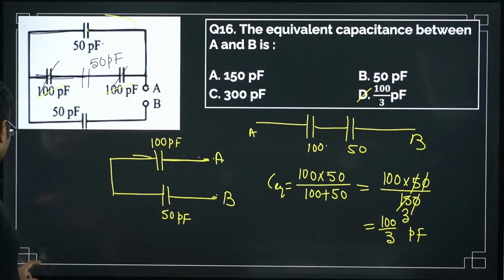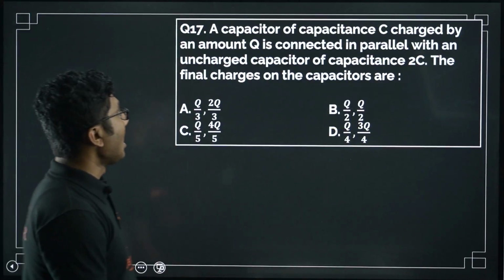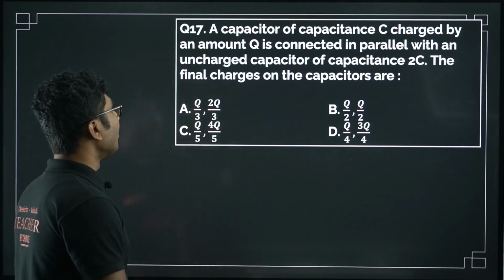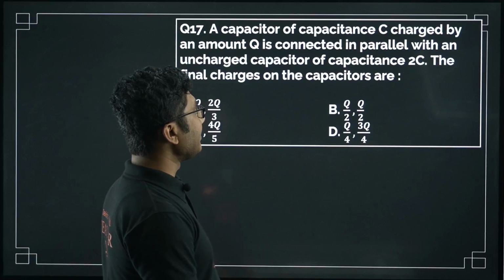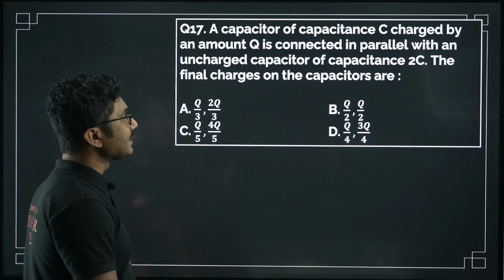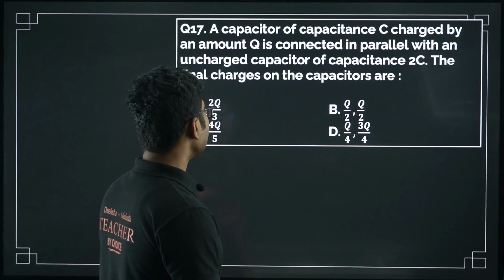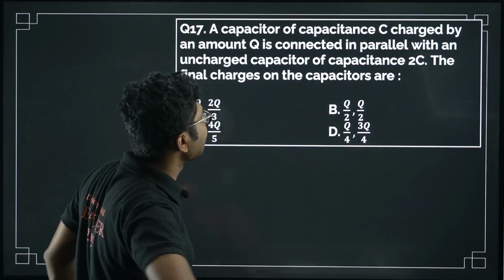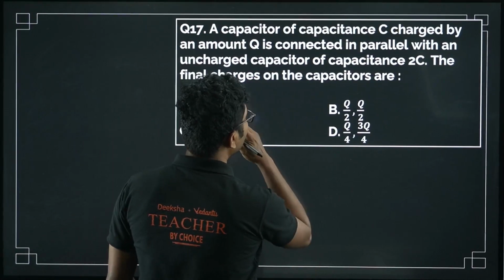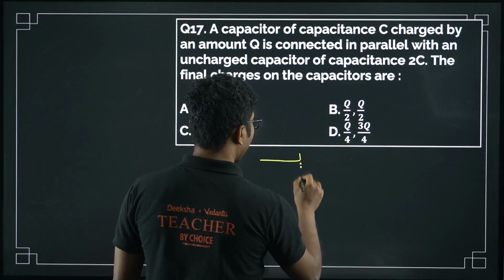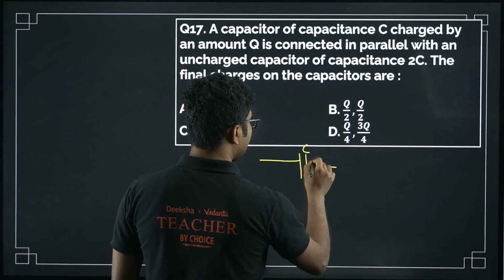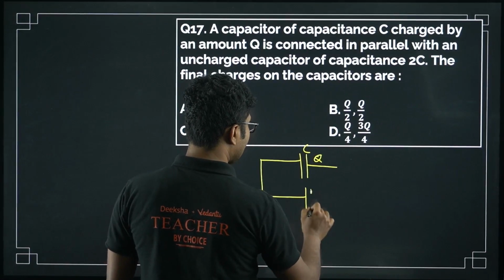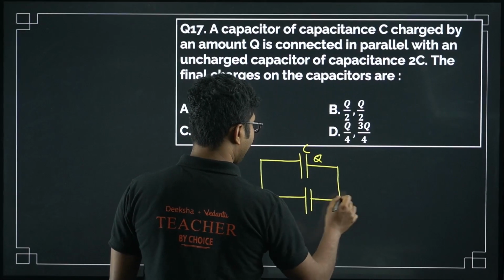Okay, now let's move on to the next question. A capacitor of capacitance C charged by an amount Q is connected in parallel with an uncharged capacitor of capacitance 2C. The final charges on the capacitors are. Okay, so first we have a capacitance C charged by an amount Q. So capacitor C charge is Q.